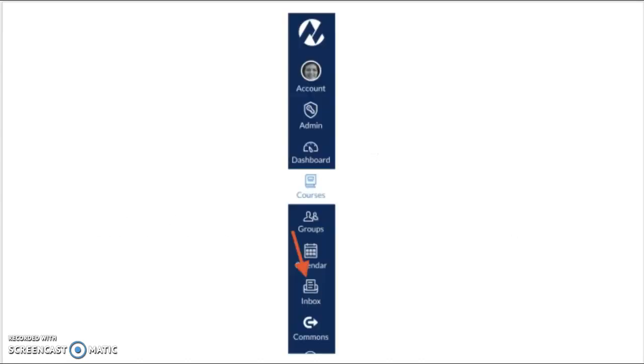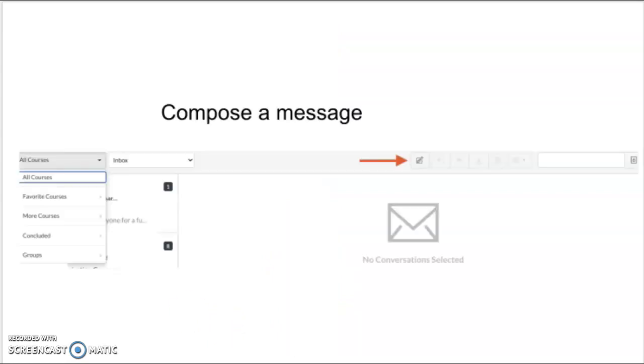So, how do you access it? When you open up Canvas, on the left-hand side of the page, you're going to see this blue menu. When you click on Inbox, that is where you go to get to the Canvas messaging system. In the inbox, when you compose a message, you're going to click where this red arrow is, on this little icon that looks like a pencil to a piece of paper. And that's where you're going to click to compose a message.